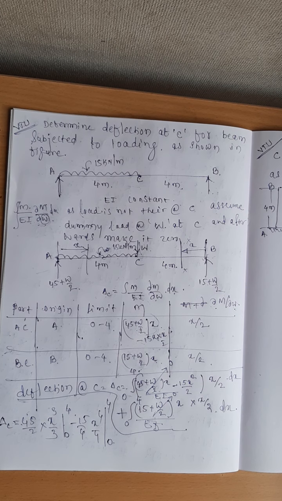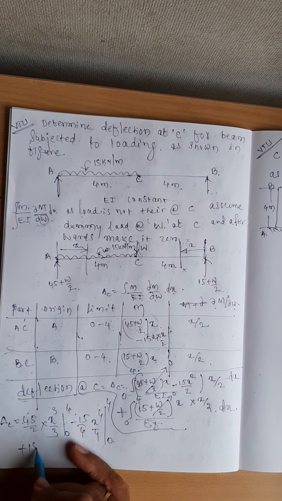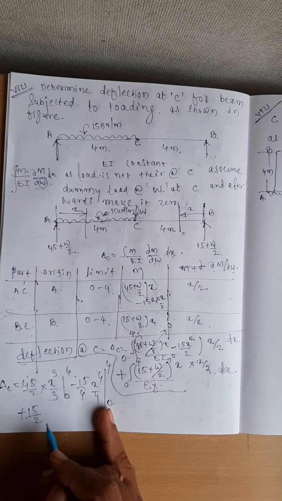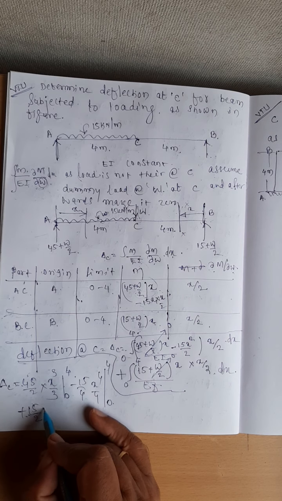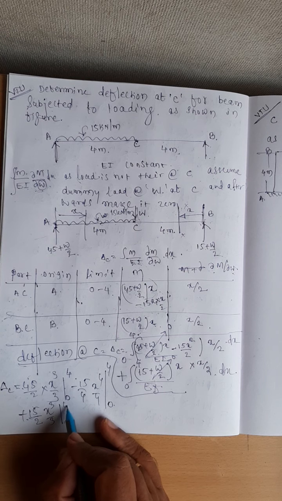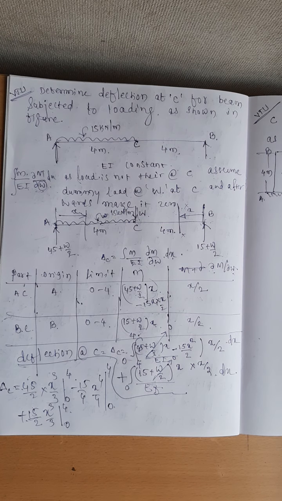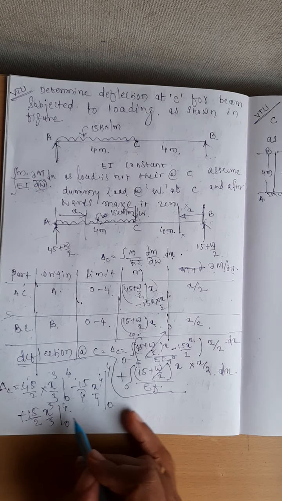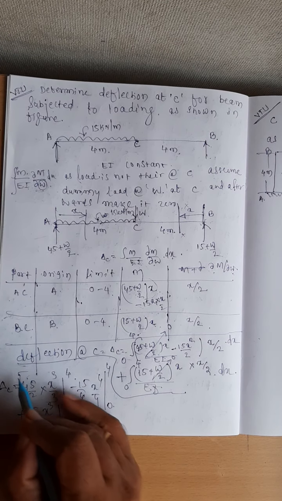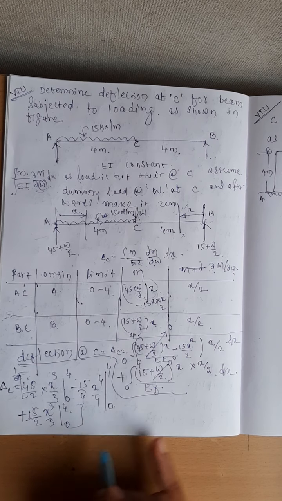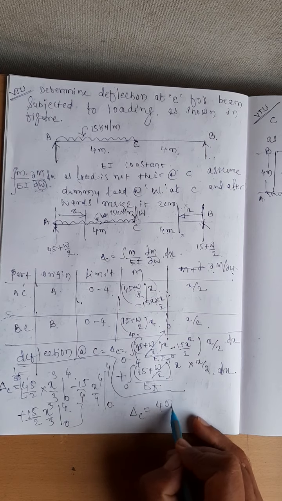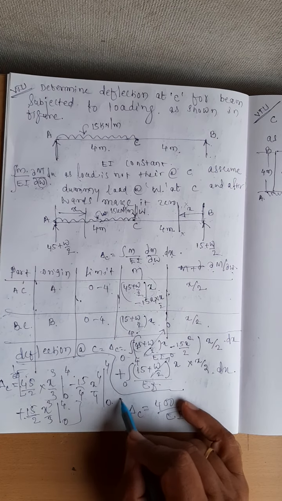Plus 15 by 2, plus 15 by 2 X cube divided by 3, 0 to 4. After simplifying all this, over EI will be there outside. You will get delta C is equal to 400 divided by EI. Please check it.